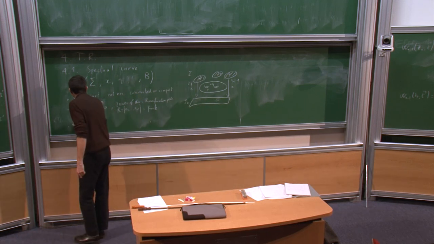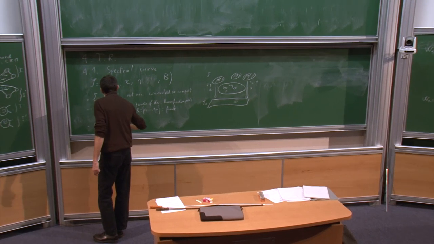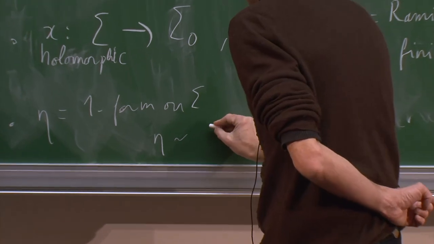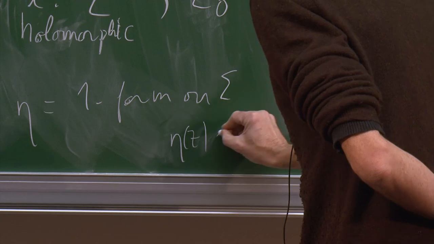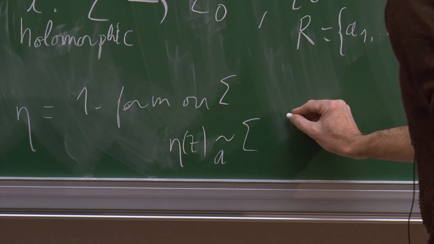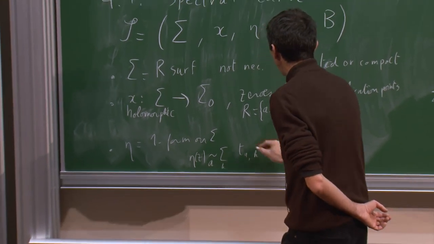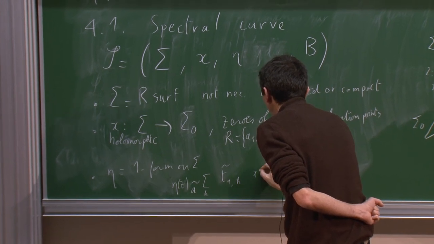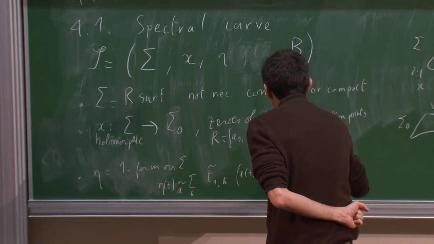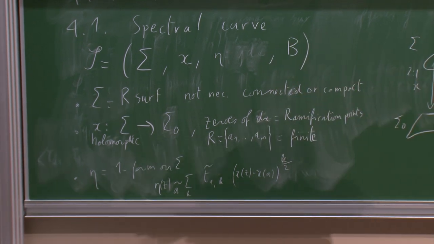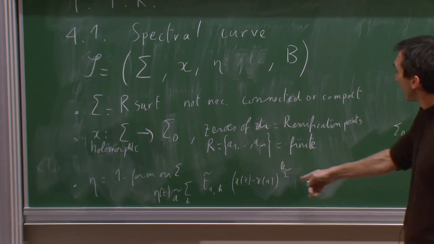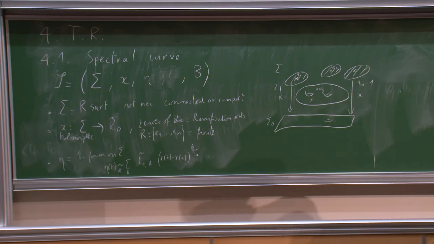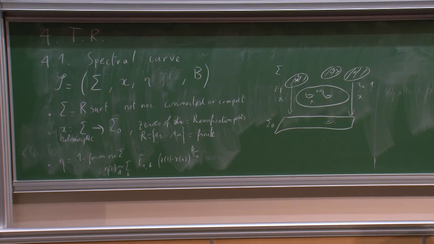So then eta is a one form on sigma. We shall also consider its expansion near ramification points, which we shall write eta of z in the vicinity of a ramification point. We shall write its Taylor expansion, so sum over k. Well, let me put the t down because they are not exactly the same times as before. So let me write that x of z minus x of a to the power k over 2 if it's a simple ramification point, because a square root of x of z minus x of a is a good local coordinate near a simple branch point. And if the branch point has higher degree, let's write t_k over Ra, so for higher order ramification points.